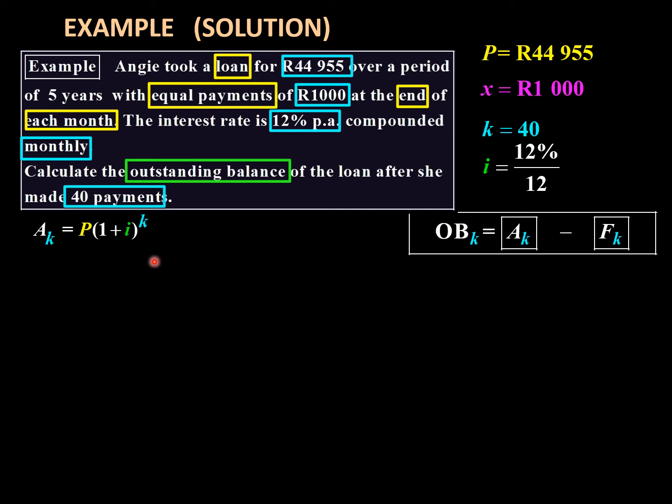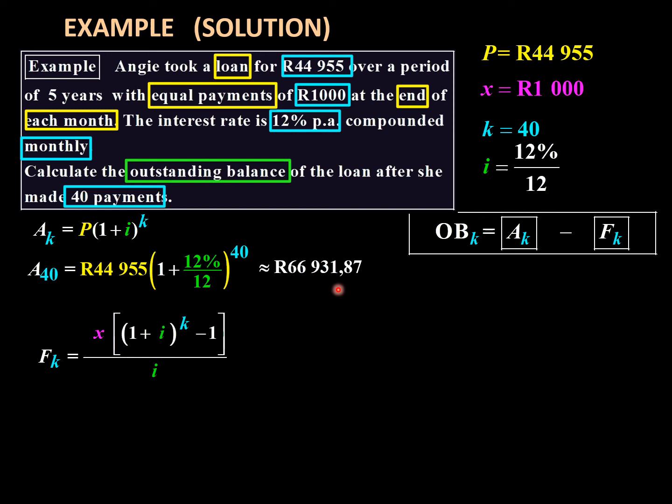We'll use the compound interest growth formula. We substitute. That's after 40 payments, so it's the 40, and that's the loan amount. The interest rate is 12% over 12, and that's 40. And that gives us 66,931.87.